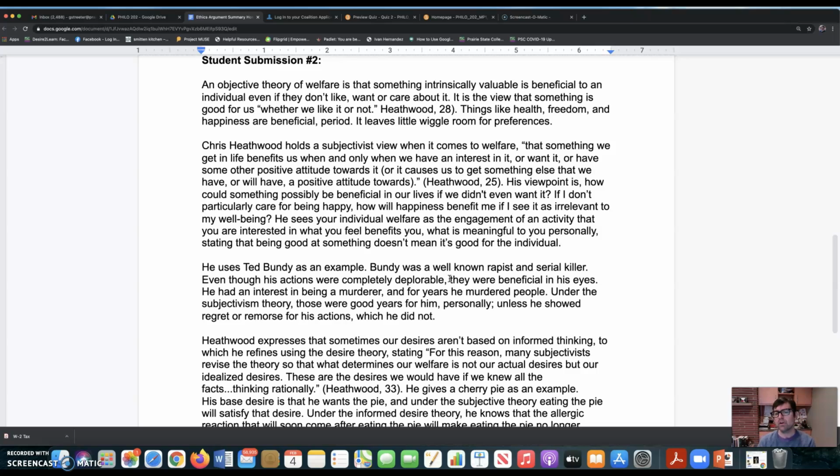Again, I think it would be a stronger summary here if we moved from the question to a statement of Heathwood's view. He sees your individual welfare as the engagement of an activity that you are interested in, what you feel benefits you, what is meaningful to you personally, stating that being good at something doesn't mean it's good for the individual. Okay, that's the place where the student, I think, tries to state Heathwood's main claim or view. That's a nice sentence.